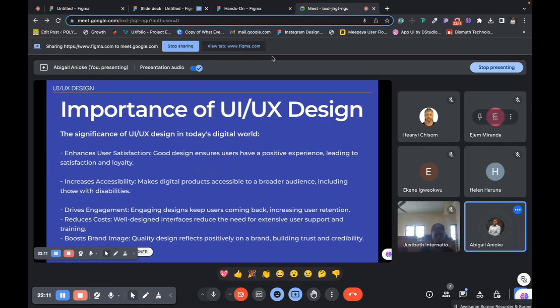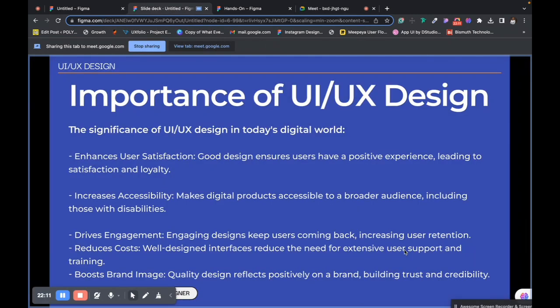So it also boosts brand image. I'm sure we all know what Meta is. Even a little child that uses WhatsApp definitely knows, oh, this is Meta. For instance, Facebook, Google. These are brands that have amazing UX, and that's the reason why they still survive the test of time till today.